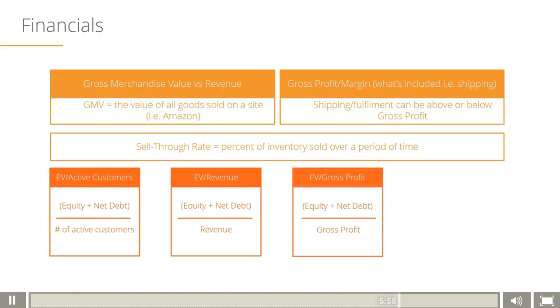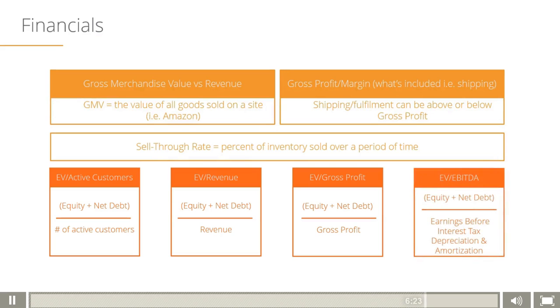EV to gross profit is again the enterprise value or equity plus net debt divided by gross profit. We're now getting a little bit closer to cash flow because we've adjusted for the gross margin, which can vary quite a bit across the industry. But again, shipping may or may not be included at this point, and therefore it's still not a fantastic indicator of economic value, but is getting a little bit warmer. And then finally, you've got EV to EBITDA, now getting much closer to cash flow, although still not all the way there. And this is the enterprise value of the business divided by the earnings before interest, taxes, depreciation, and amortization.